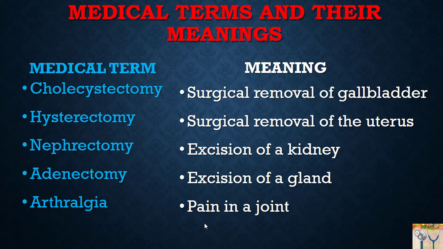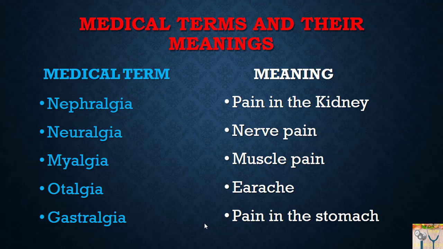And arthralgia means pain in a joint. Algia means pain, and arthro means joint. So pain in a joint. Nephralgia means pain in the kidney. Neuralgia means nerve pain or pain in the nerve. Myalgia means muscle pain. Otalgia means earache or ear pain. Ot means ear, algia means pain, so ear pain. Gastralgia means pain in the stomach.